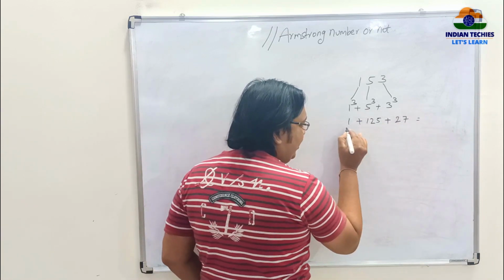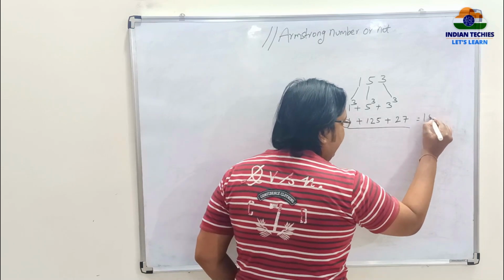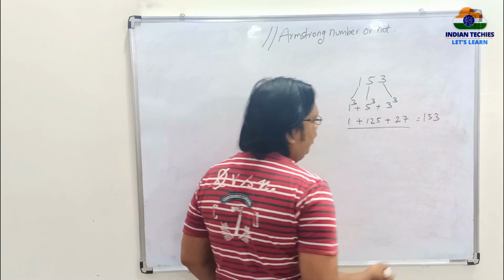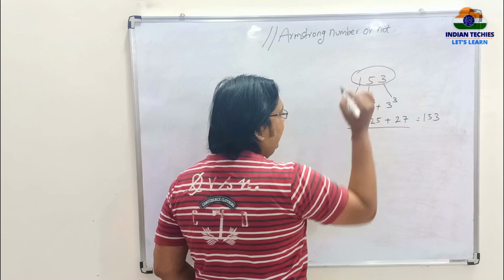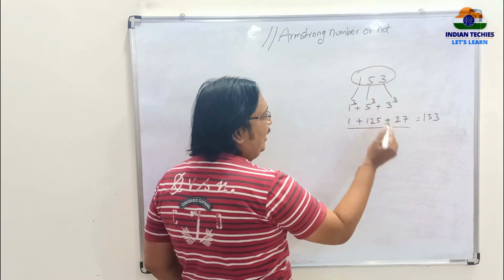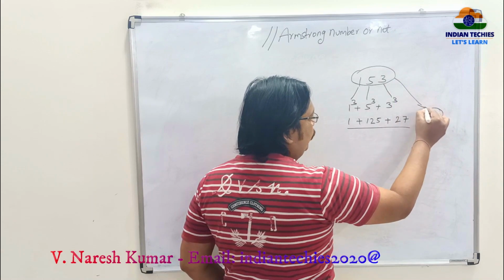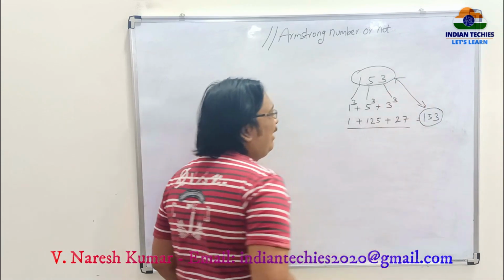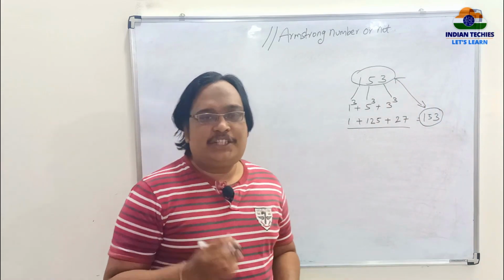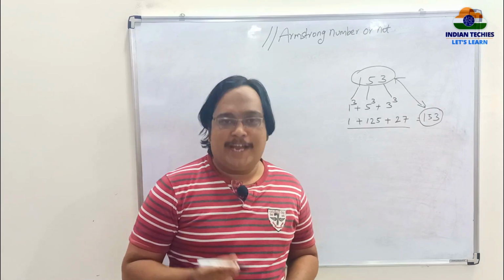And if you add all these numbers, you get the given number again, that is 153. After cubing and adding, if you get the same number, compare these two. If both numbers are the same, then such a number can be called an Armstrong number.